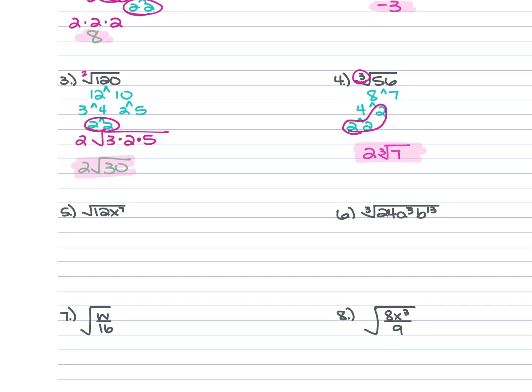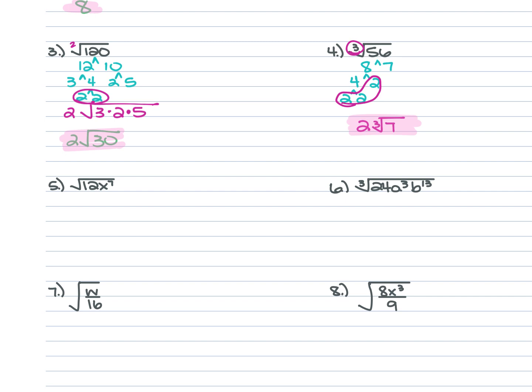For number 5, you have the square root of 12x to the 7th power. We're working now with variables underneath these radicals. So remember, when that happens, you're going to take the power that's on that variable and divide it by the index. Whatever's left over, or the remainder part, is going to stay underneath the radical. Whatever simplifies goes on the outside.